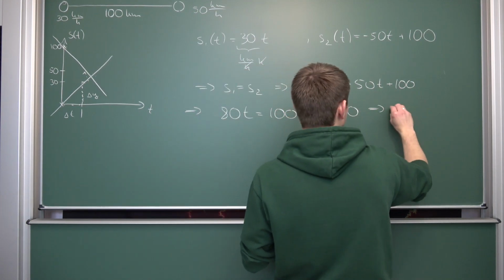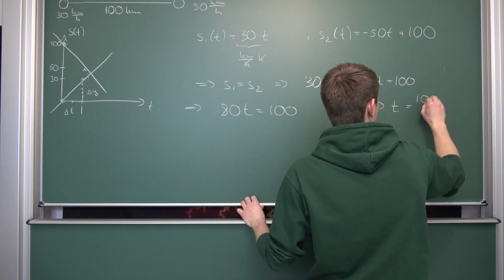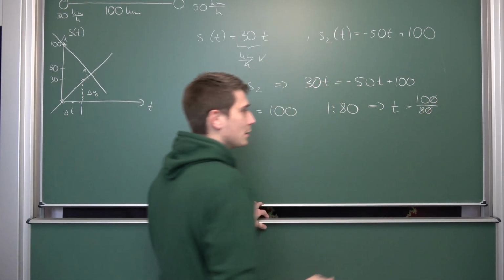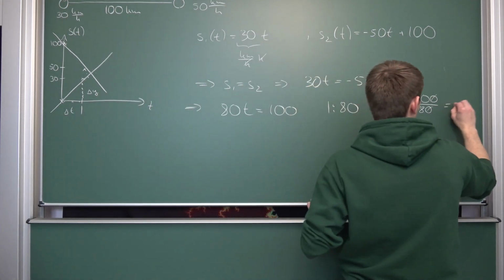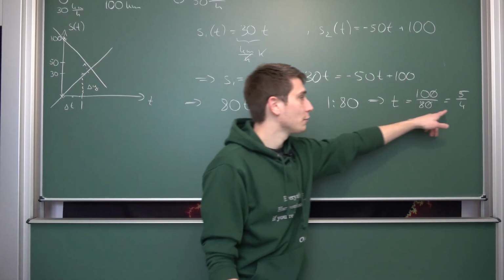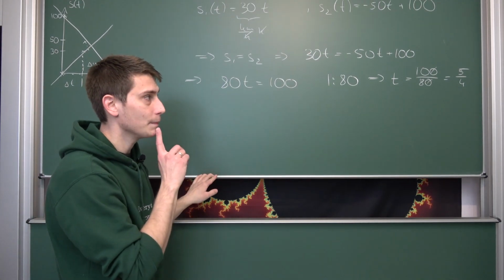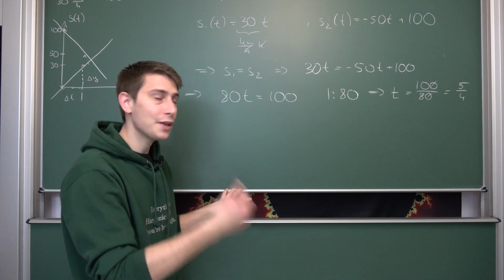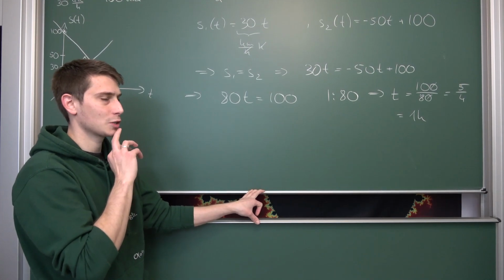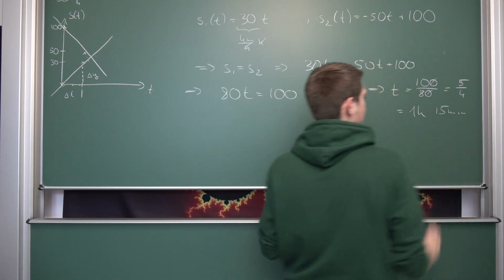Leaving us overall with t, the time it takes for the two cars to meet in the middle, being nothing but 100 divided by 80. We can cancel out the zeros, so then we have 10 over 8, which is nothing but 5 over 4. And this right here is the time, meaning 5 over 4 hours is the time it takes for the two cars to meet somewhere. So 5 over 4 is 1 whole hour and 1/4 of an hour. 1/4 of an hour is 15 minutes. So we also got 15 minutes here.